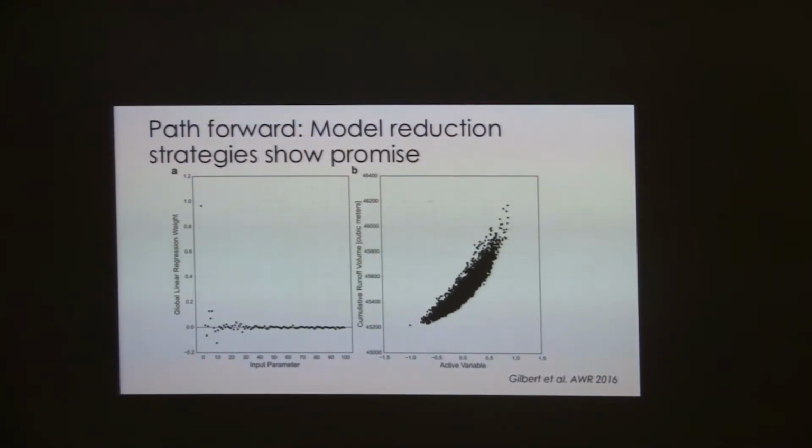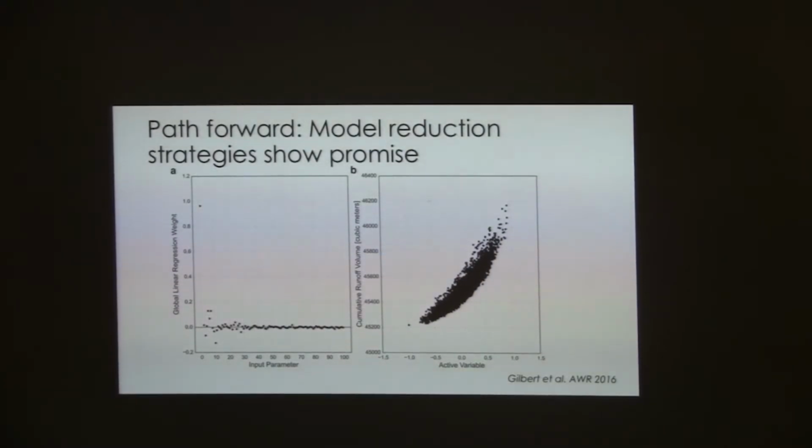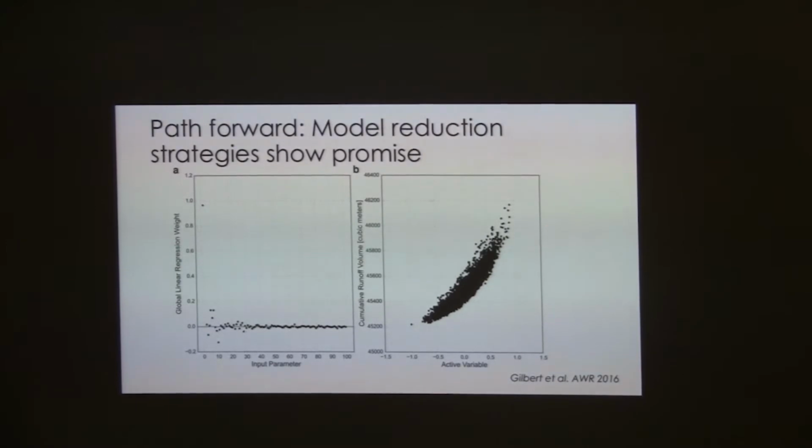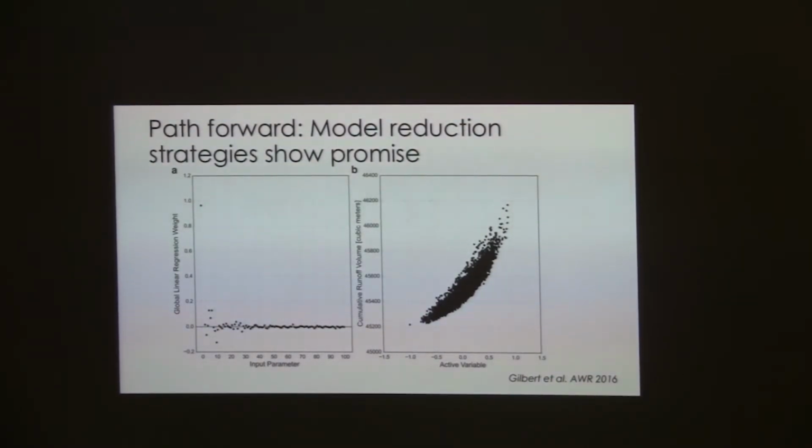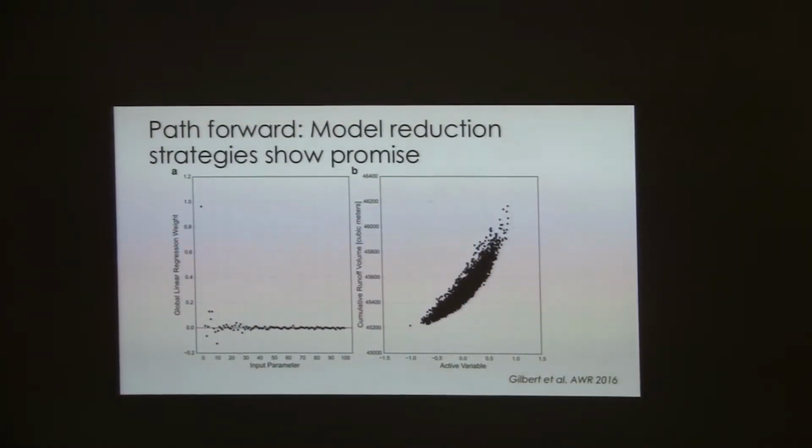It's a tilted V. It's not just a straight hill slope. And this is using a dimension reduction and model reduction strategy. This is actually an active variable. So this is a plot of the entire heterogeneous modes of the heterogeneity and cumulative runoff. And we see some pretty nice relationships emerging that can help us inform model reduction strategies.